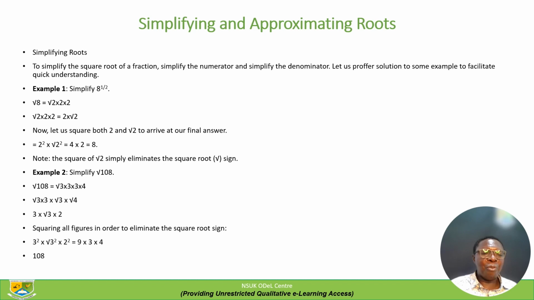So therefore, we have 3 to the power of 2 times the square root of 3 times 2 to the power of 2, which is equal to 9 times 3 times 4. Note, the square root sign has been eliminated. So we can have the total answer to be 108.